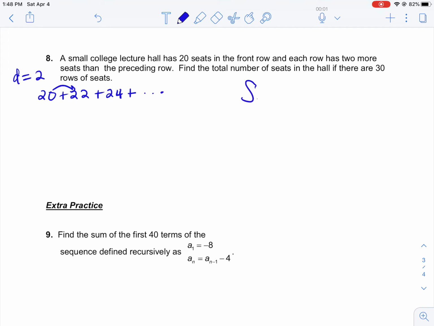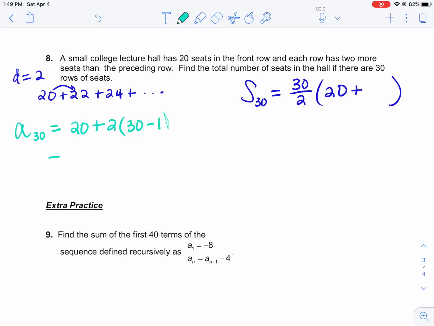All right, so if I want to find the sum of all 30 of these rows, I'm going to use the sum formula, which would be n divided by 2 times the first term, a sub 1, plus the number of seats in the final row, the 30th row, which I don't know yet. I'm going to use the formula for a sub 30 to find the 30th term. So a sub 1 is 20 plus the difference, 2, times 30 minus 1. When I multiply that out, I get 78. So I'm going to put a 78 in here. And then when I do 15 times 98, I end up getting 1,470 seats. So there are 1,470 seats in this college lecture hall.